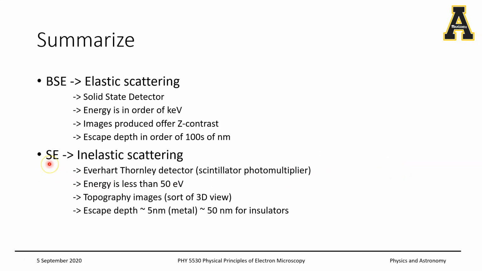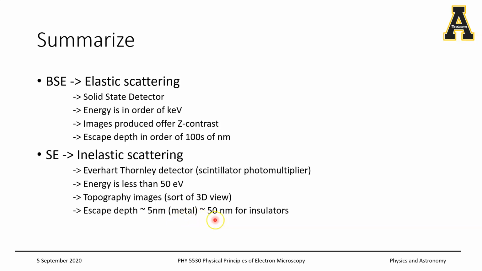So the secondary electrons from the inelastic scattering events give you topography images, which gives you the 3D view where you get an idea of the depth. It is a perception that you can visualize. You can get an idea of the depth, but in case of backscattered electrons, you don't. In case of backscattered electrons, what you do get is a contrast between two different metals that tells you that the two materials have different Z numbers, right? And then we just talked about it. The escape depth in case of secondary electrons is about 5 nanometers in metals and about 50 nanometers for insulators.